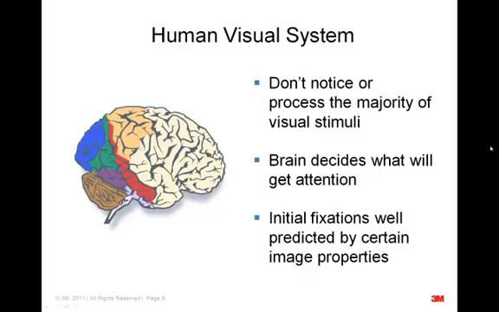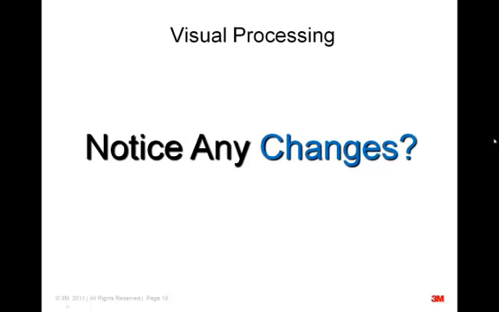Alright, we're going to move on to our first vision science experiment that I hope will help to convince you that we don't notice or process the majority of visual stimuli. For this experiment, I'm going to cycle between two images, and I'm going to ask you to look very carefully to see if you notice any changes. Here we go.